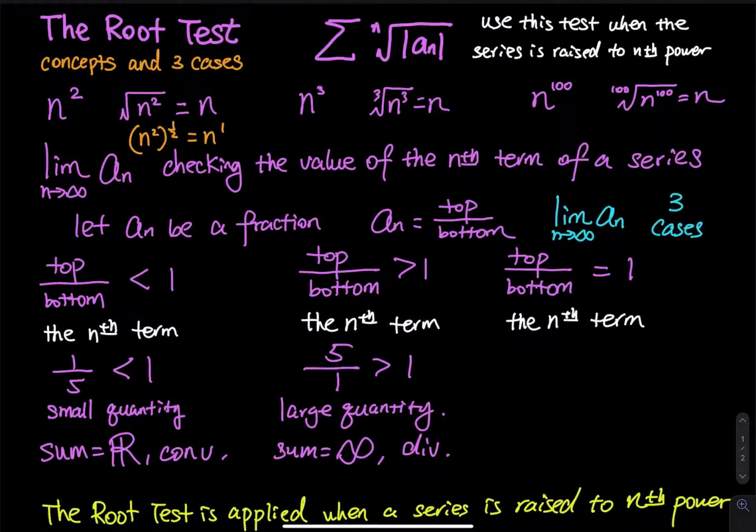All right, what about the third case? The third case is the top divided by the bottom equals 1. So we have 5 divided by 5 equals 1. Using the root test, this one is no conclusion.